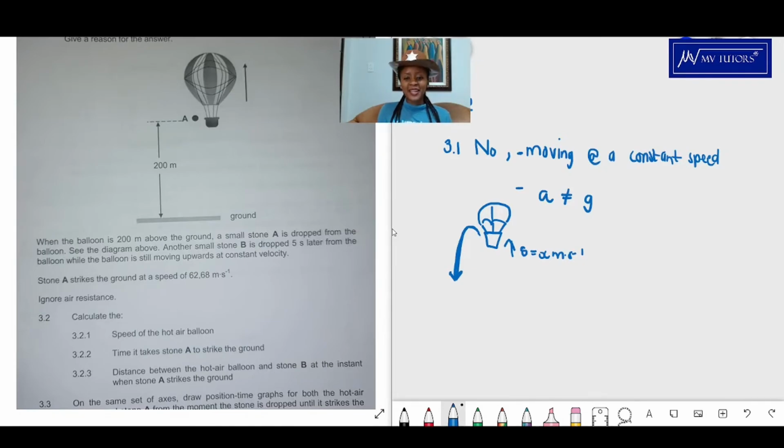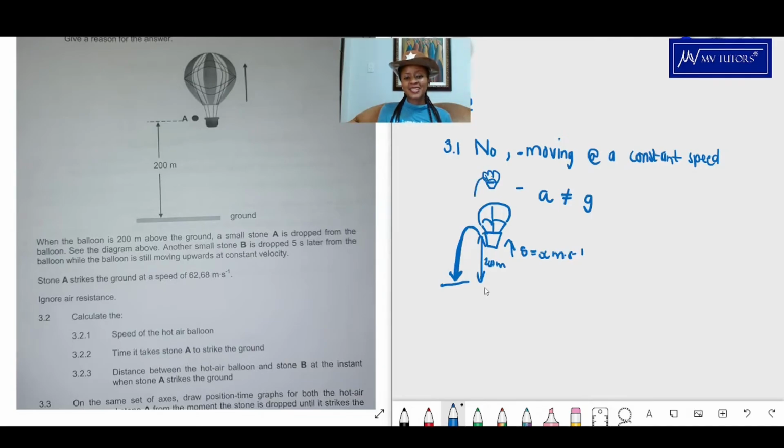By the way, if you're inside there, you just see the stone dropping like that. So that is the scenario there. All right, so stone A is dropped from the balloon. See the diagram above. And then another small stone B is dropped 5 seconds later from the balloon while the balloon is still moving upwards at a constant velocity. We drop stone A, it reaches the ground, and that distance is about 200 meters. It strikes the ground at 62.68 meters per second.